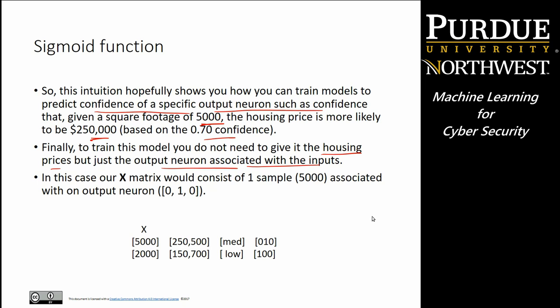So that's what I'm saying. So you can see here, in this case, our X matrix would consist of one sample 5,000 associated now not with the values, but just with 0, 1, 0. Right? Because we give it 0, 1, 0, the model predicts values between 0, 1, 0, so it can learn them. Right? It can be trained. Right? So you give it actually this value.